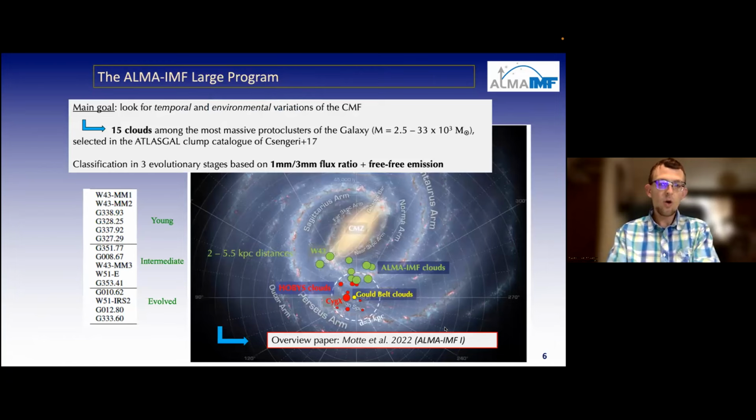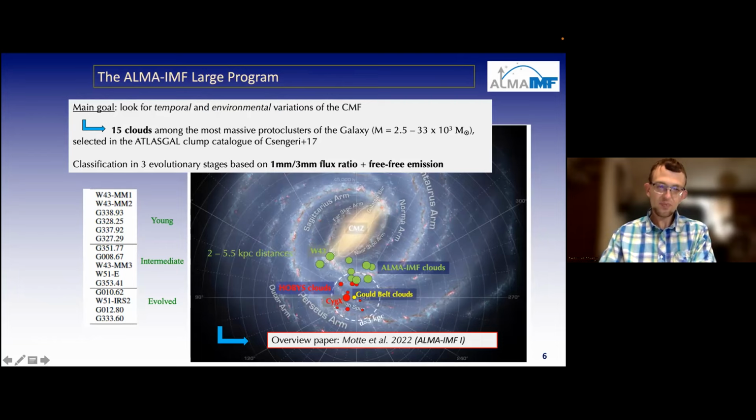The main goal was to look for temporal and environmental variation of the CMF. For the environmental variation, we mapped 15 clouds among the most massive protoclusters of the galaxy, represented by the green dots in this picture, located from 2 to 5.5 kiloparsec.